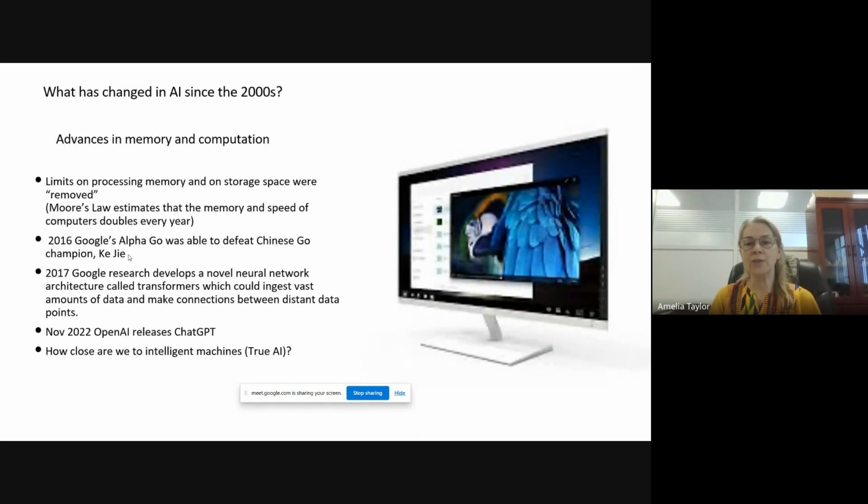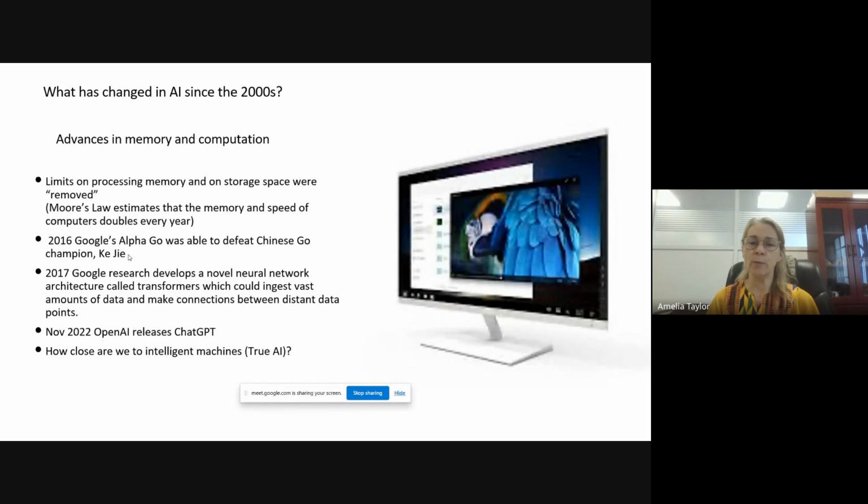But what has changed? Our desktops don't look as bulky as they used to. And a lot of advances in memory and computation have removed limits. I've put that in brackets there because there is still a limitation in terms of access. So although we do have more powerful computers now, we still can't run a lot of AI models on our personal machines. Access to high computation power is still expensive.